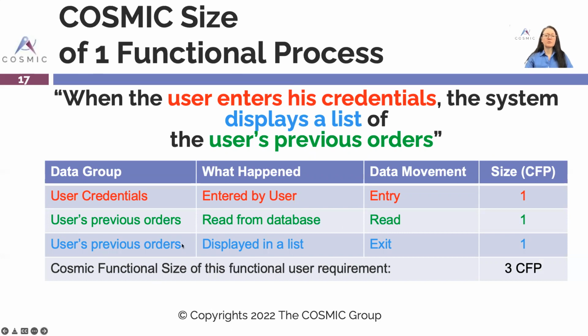User's previous orders, so this one is the same data group, displayed in a list, well, that's an exit data movement, one COSMIC function point. So the COSMIC functional size of this functional process is 3 COSMIC function points. We just sum up the 3.